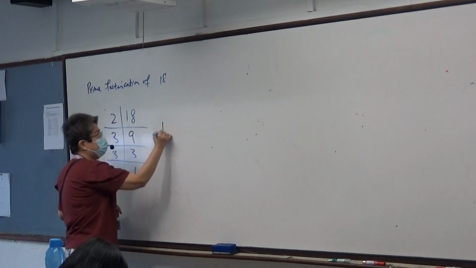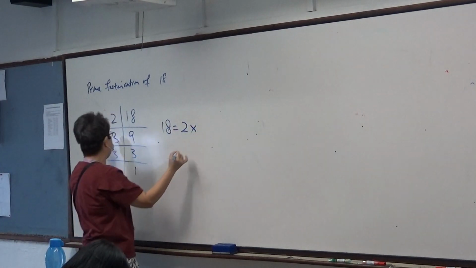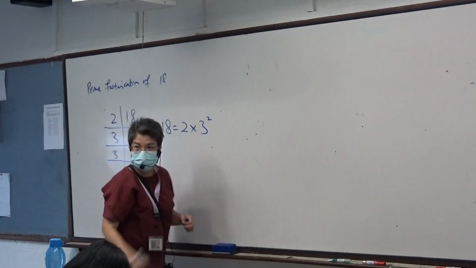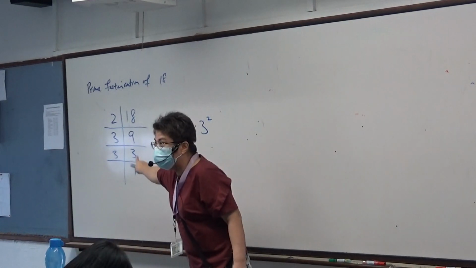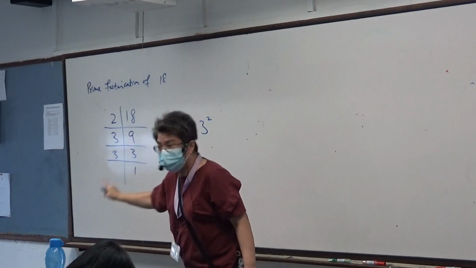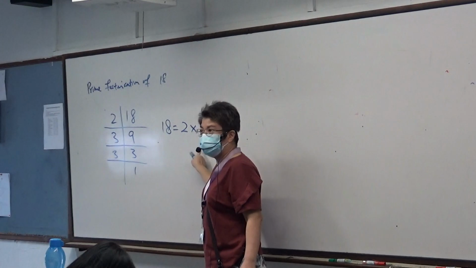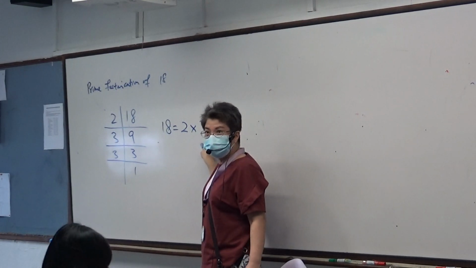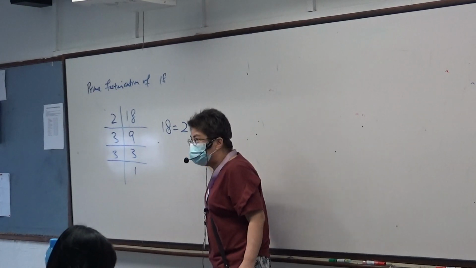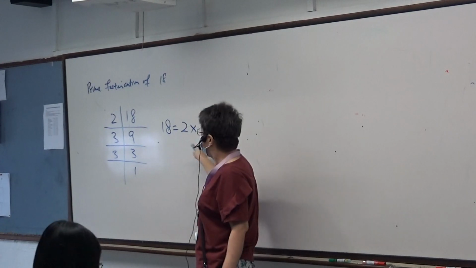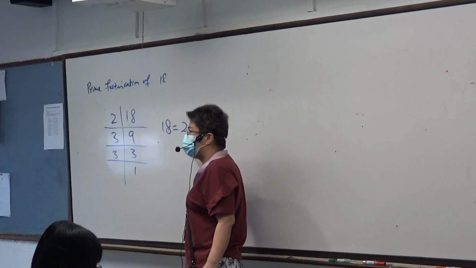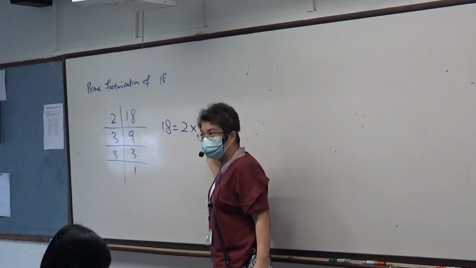Okay, so 18 is actually 2 times 3 to the power of 2. Right? 2 times 3 times 3. So this is called the prime factorization in index notation. Do you understand? You can see that 2 times 3 times 3 is actually 18.